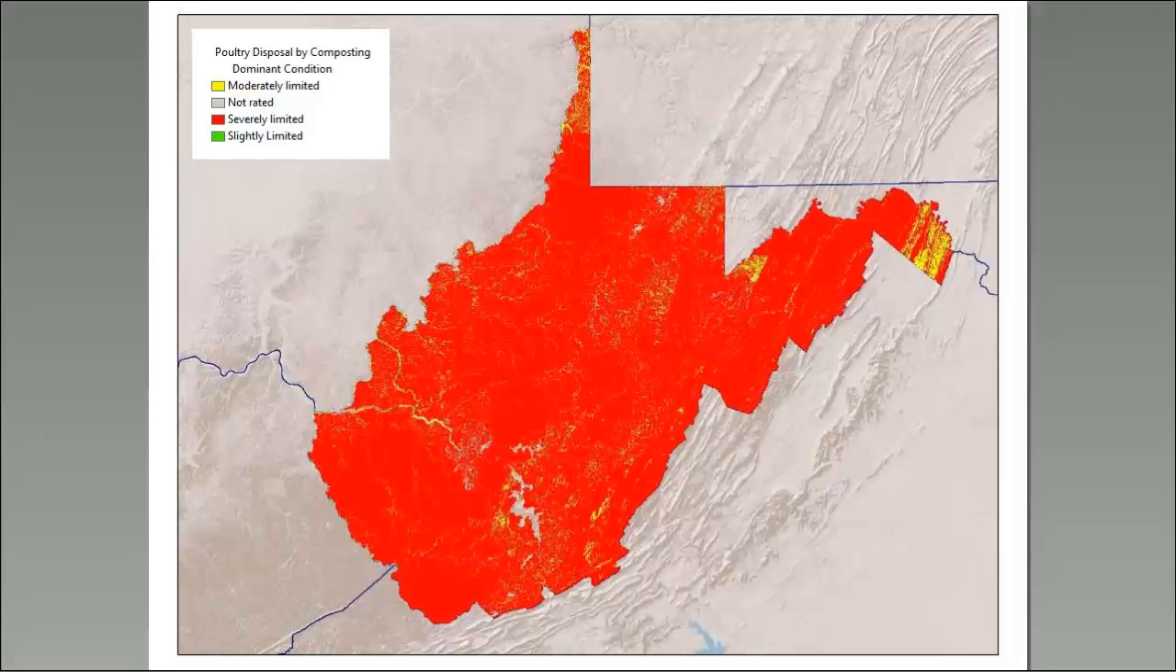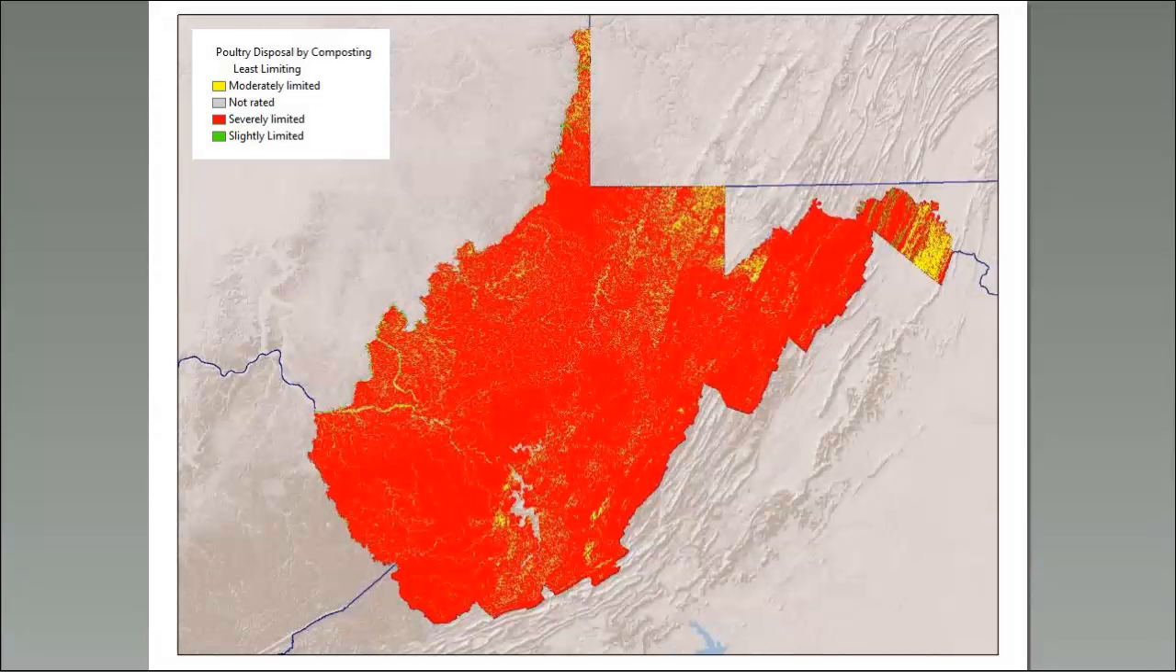Okay, here's the larger, smaller scale maps that I was talking about. And this is the one that I ran for dominant condition. You can see most of the map appears to be red, which is severely limited, and then some yellow, which is moderately limited. If I flip over to the least limiting, you can see I gained a few more areas that are moderately limited. And sometimes that may be enough to help you out. And I'll show you some other options here in just a minute for perhaps helping winnow out some other locations.